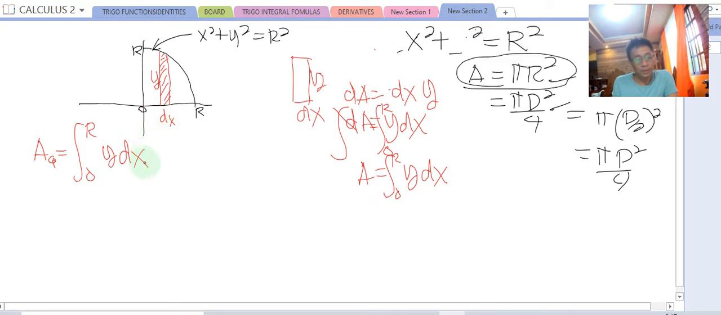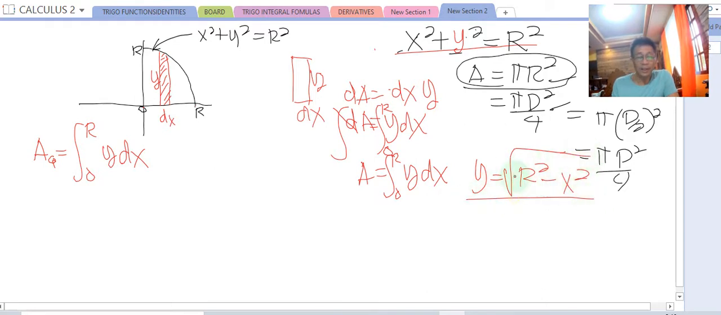But, of course, our differential is dx. In terms of dx, then we have to change this function into x. As a function of x, yung y. Okay? Saan tayo kukuha niyan? Dito tayo kukuha niyan. X squared plus y squared equals r squared. So, if we solve for y, y is equal to, we transpose x squared over there and take the square root of both sides. So, ganyan yan. Square root of r squared minus x squared.